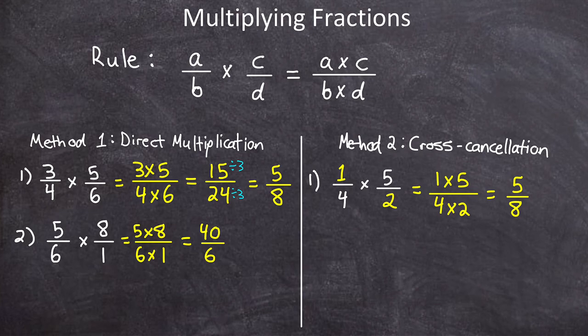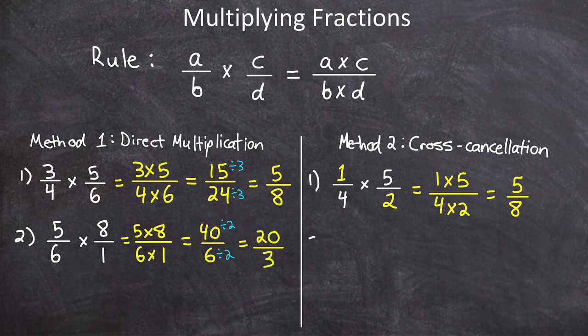It can be reduced. I know that 2 divides evenly into both 40 and 6. So I'll divide them both by 2, and that will give me my equivalent but reduced version of the final answer. 40 divided by 2 is 20, and 6 divided by 2 is 3.